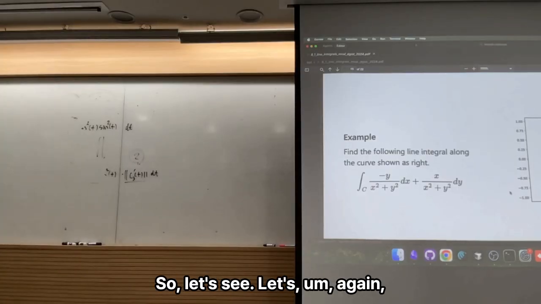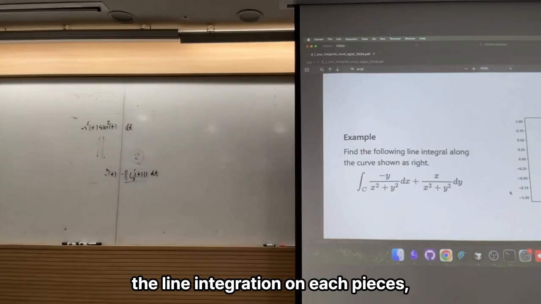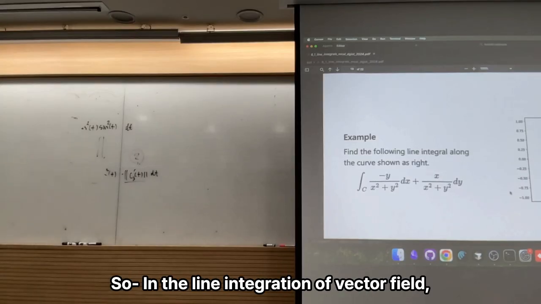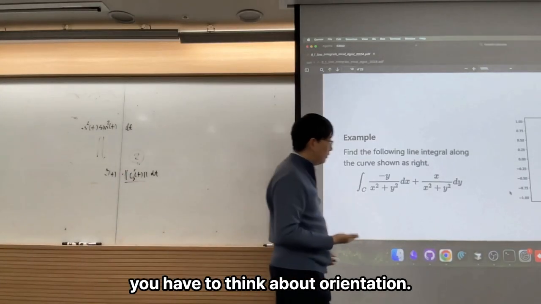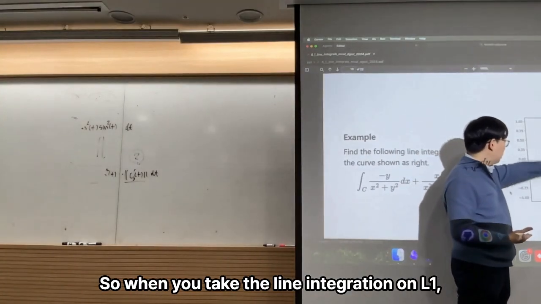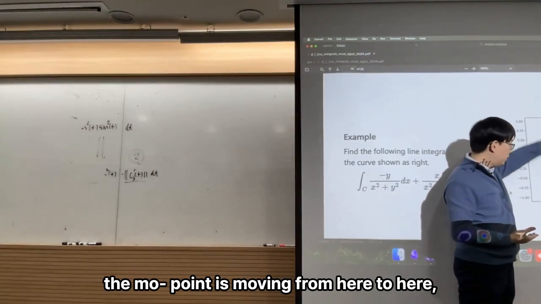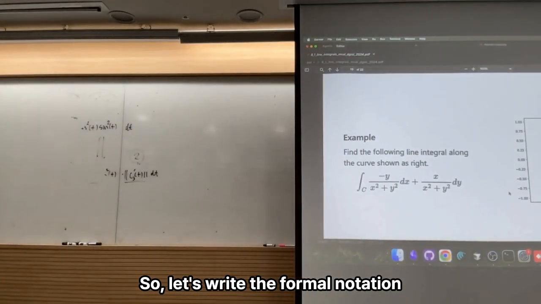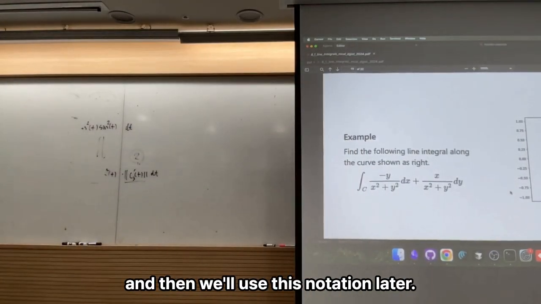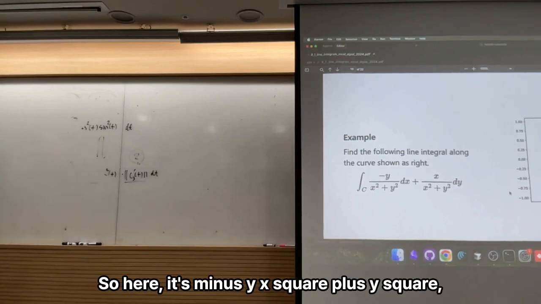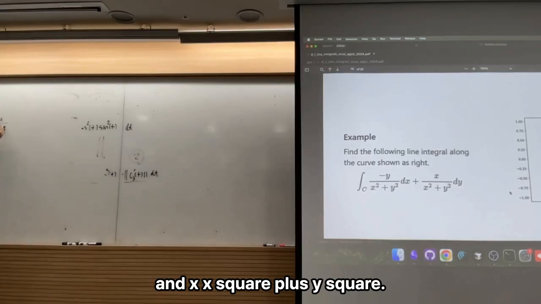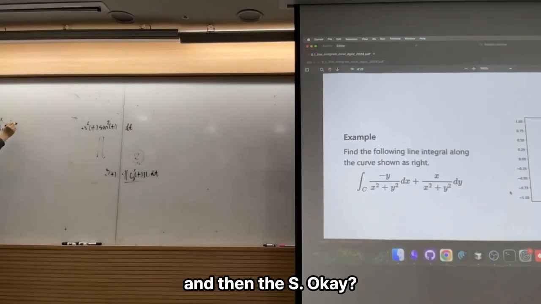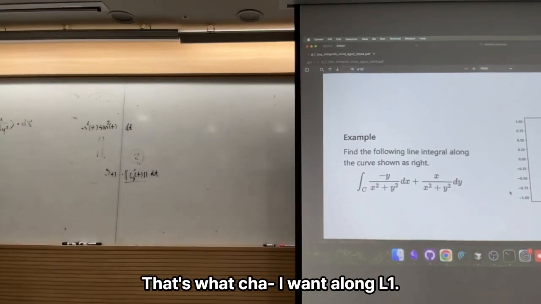So let's see. I want to take the line integration on each piece and then sum them up. In the line integration of a vector field, you have to think about orientation. So when you take the line integration on L1, the point is moving from here to here. So don't forget that. Let's write the formal notation and use it later. Here it's minus y over x squared plus y squared, and x over x squared plus y squared. That's your vector field, and then ds. That's what I want along L1.